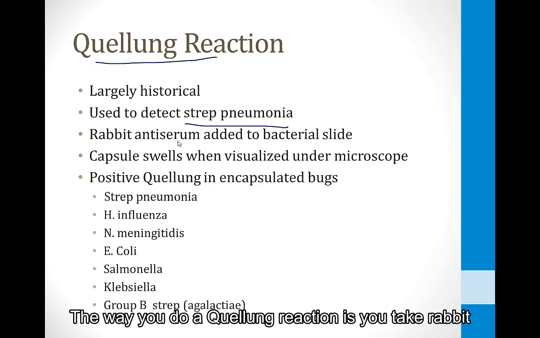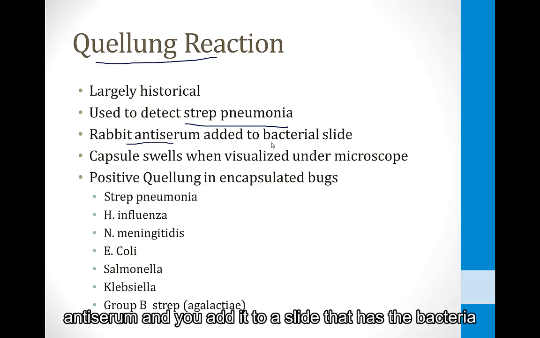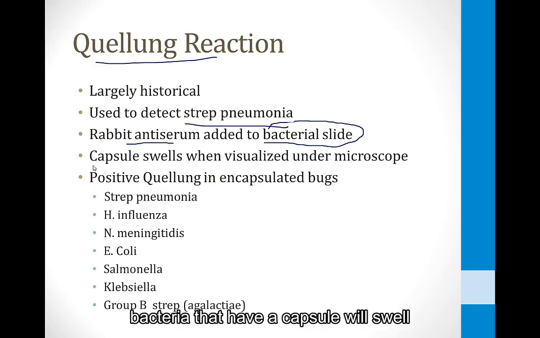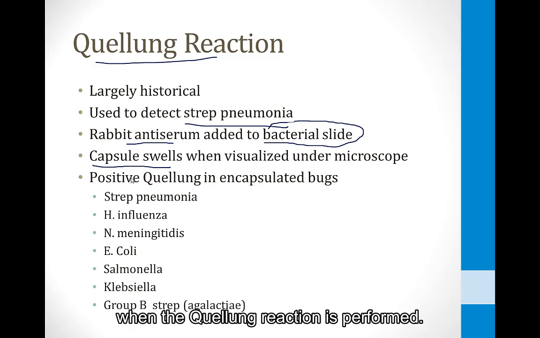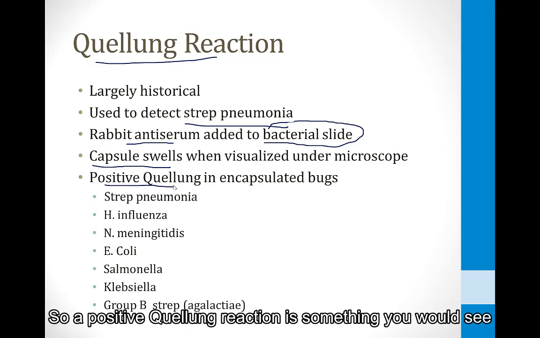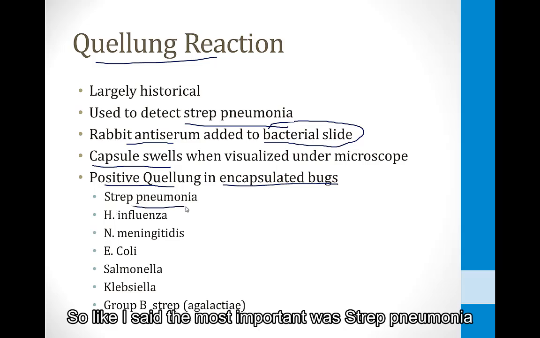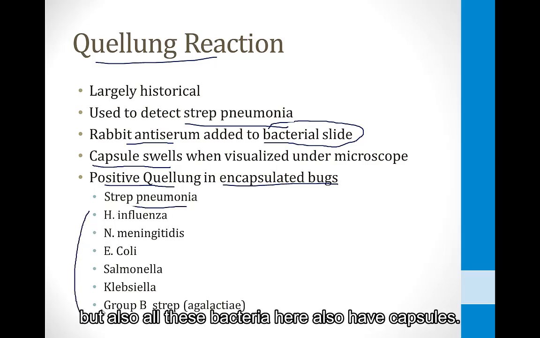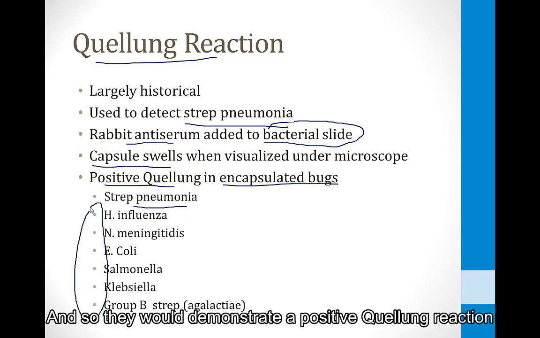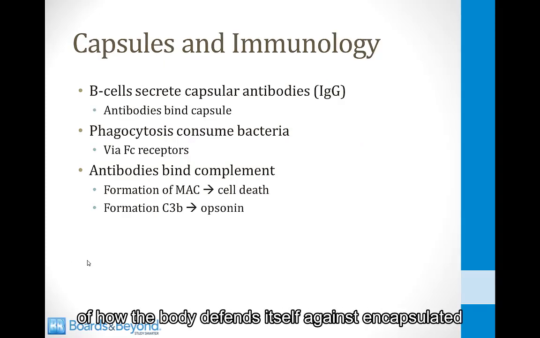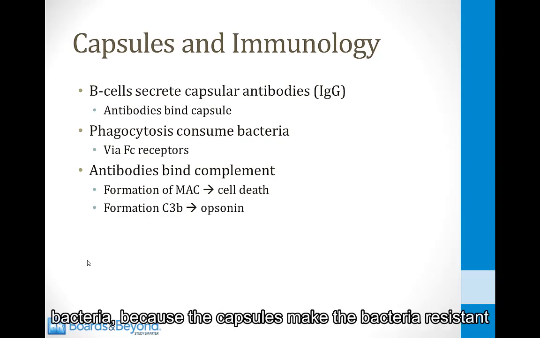The way you do a Quellung reaction is you take rabbit antiserum and you add it to a slide that has the bacteria on it. And if you look under the microscope, bacteria that have a capsule will swell when the Quellung reaction is performed. So a positive Quellung reaction is something you would see in bugs that have a capsule. So like I said, the most important was strep pneumoniae, but also all these bacteria here also have capsules, and so they would demonstrate a positive Quellung reaction if you did this test. It's important that you understand the immunology of how the body defends itself against encapsulated bacteria.